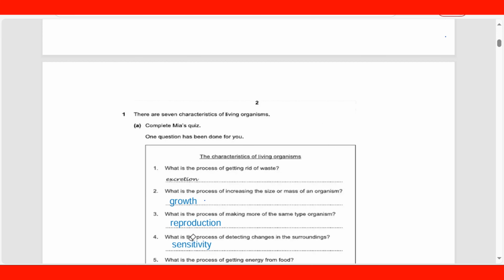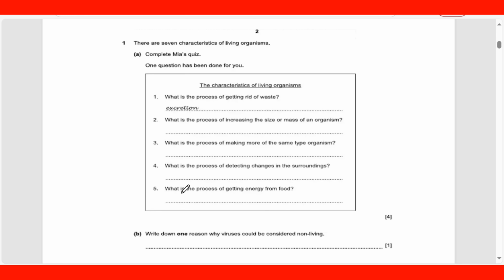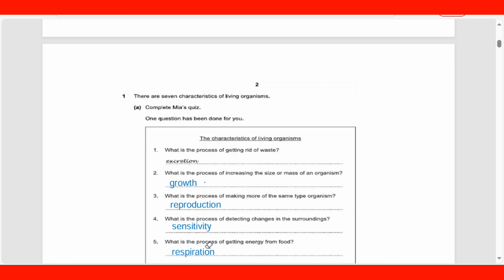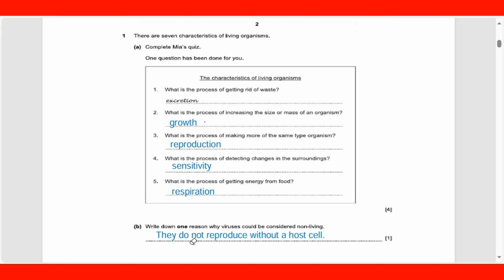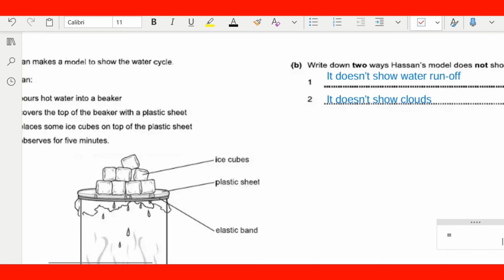Next, number 5, what is the process of getting energy from food? Okay, let's check out the answer guys. Well, it's respiration. Okay, now 1B, write down one reason why viruses could be considered non-living. Okay guys, let's check out the answer. Well, the answer is they do not reproduce without a host cell. Let's move on.